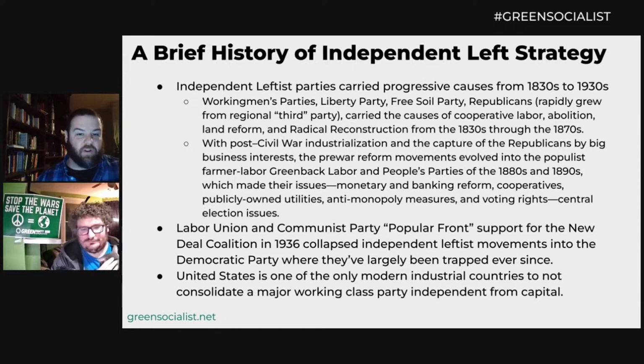And I think it is important, despite all this history, that the United States is one of the only modern industrial countries not to consolidate a major working class party independent from capital, right? We're going to talk about the one we used to have in the next slide, and they still do exist, but they are not a mass party. There's no real mass left independent party in the United States.